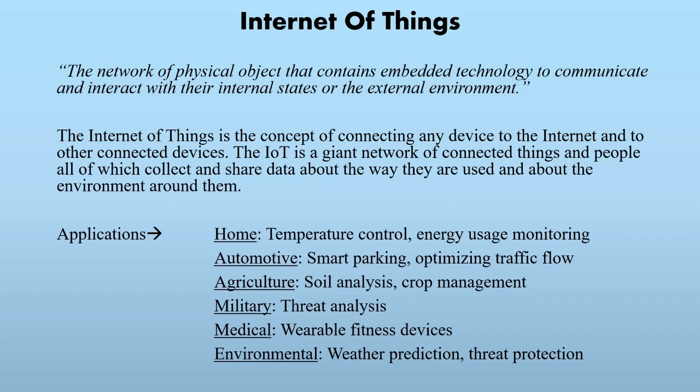Here are some applications. At home, temperature control system, energy monitoring system for lights and how much consumption you have done in the month or so. Automotive, smart parking, then traffic control for better traffic during heavy hours. Agriculture, soil analysis, crop management, when to grow certain crop, which crop to grow, etc. Military, threat analysis. Medical, wearable fitness devices like smartwatches which can have heartbeat and all the other tracking sensors in it. Environmental, weather prediction, threat protection.